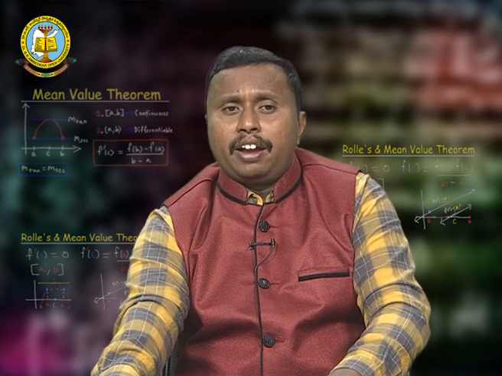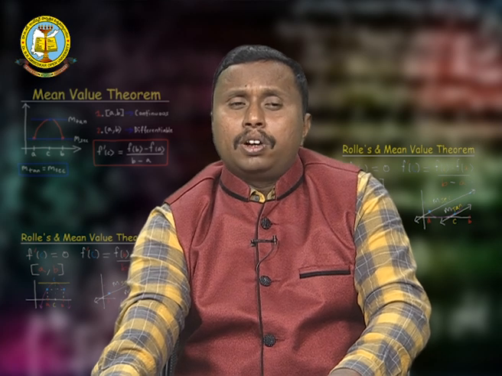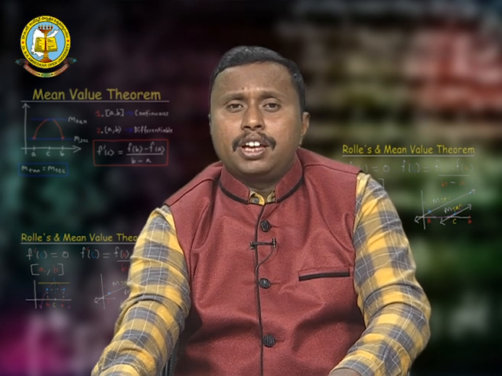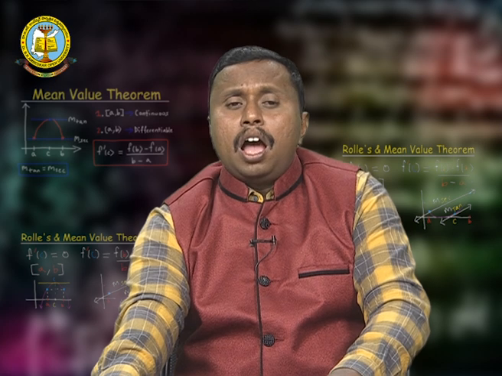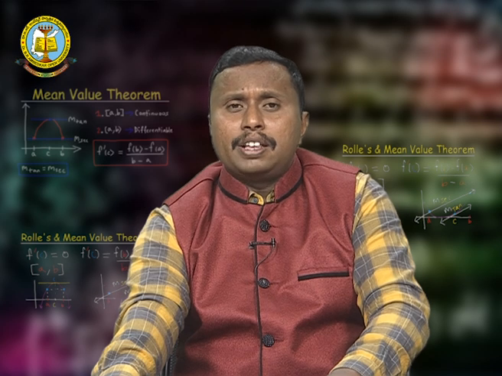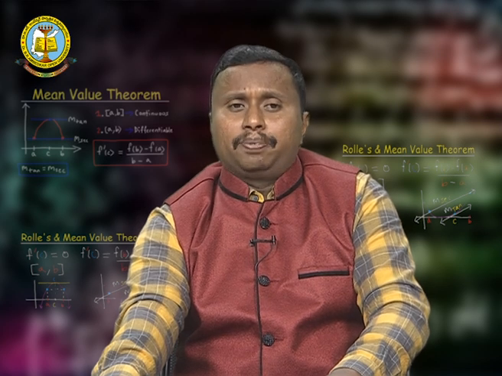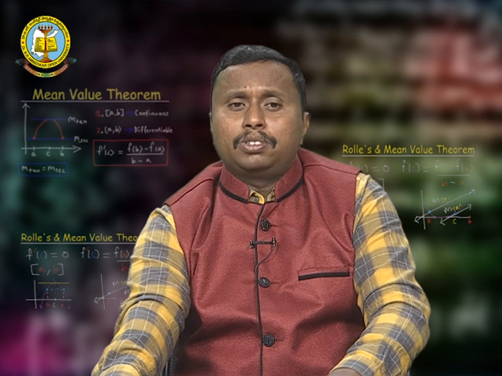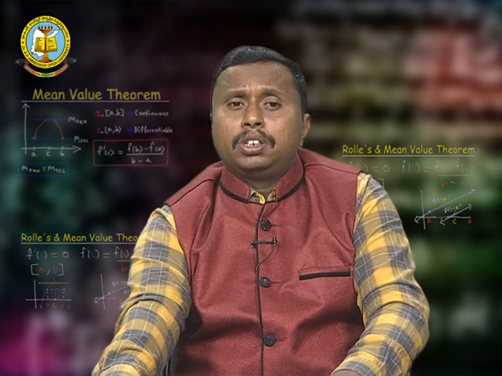So statement and proof both are important. What is the statement? F is continuous and f is derivable and there exists a c belongs to a comma b, f of b minus f of a equal to b minus a into f dash of c. Now let us see the problems on Lagrange mean value theorem.